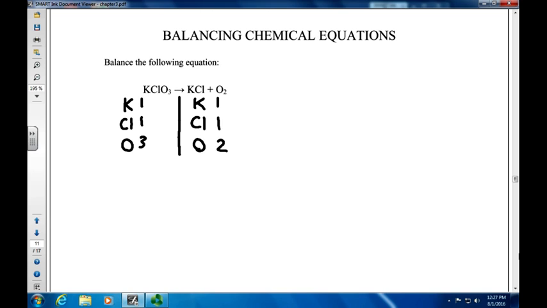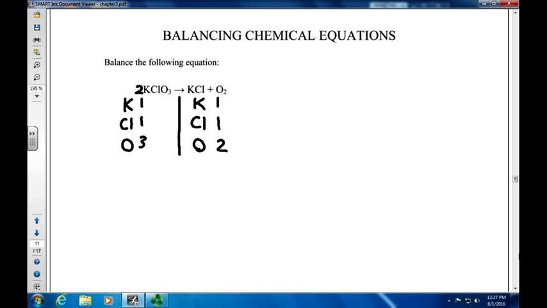So let's look at what we need to do. Well, we're certainly not going to start with our products, because if we're saving the diatomic for last, we could adjust the KCl, but that doesn't really help us because potassium and chlorine are the same on both sides. So let's look at the reactants instead. We're going to change this to a 2 and see what that does.